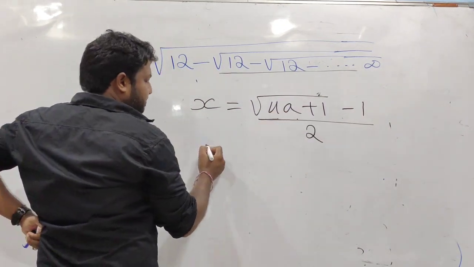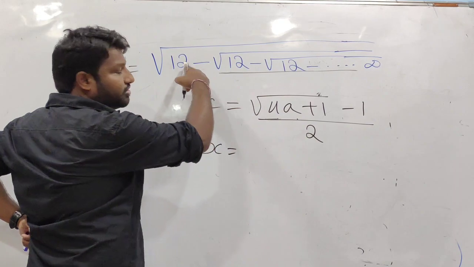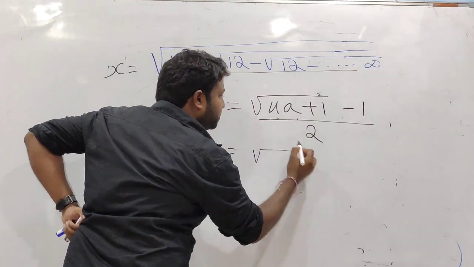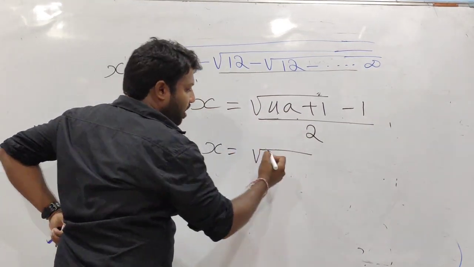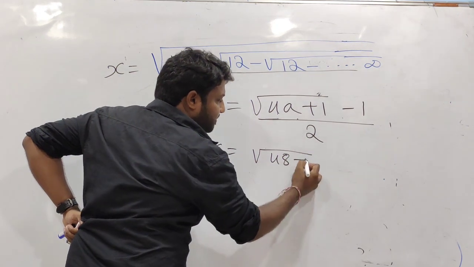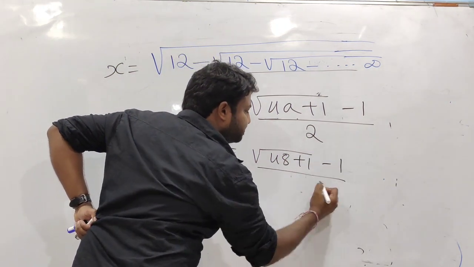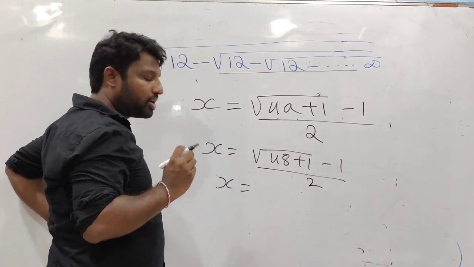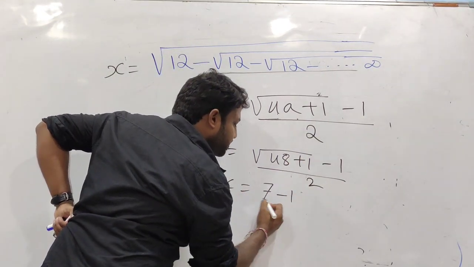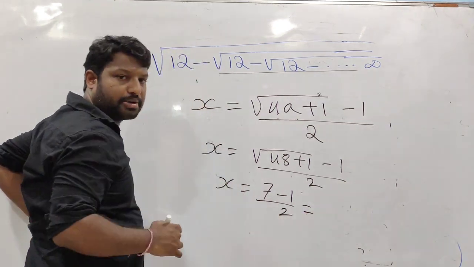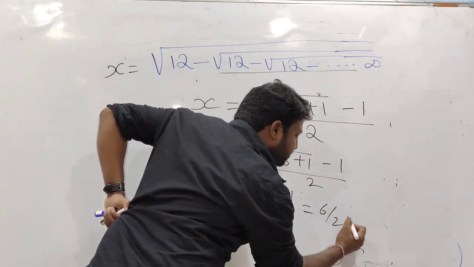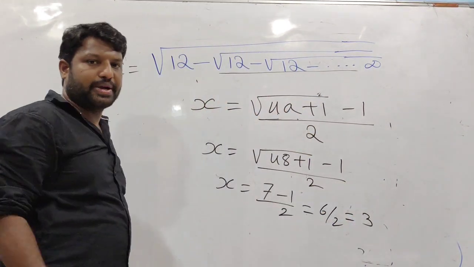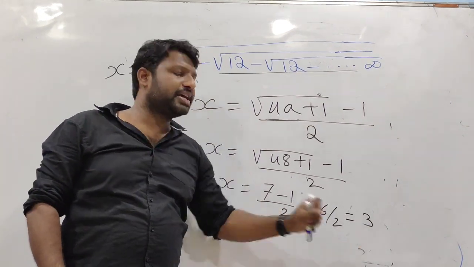So what I will do is x is equal to, in place of a, write 12. ఓకేనా, ఇది ఏమవుతుంది సార్, 4 into 12, 12 fours are 48, plus 1, minus 1 by 2. So x value ఏమవుతుందండి, root 48 plus 1 is 49. Root 49 is nothing but 7. It is minus 1 by 2. 7 minus 1 is nothing but 6. 6 by 2 you will get 3. So you will get the answer as 3.